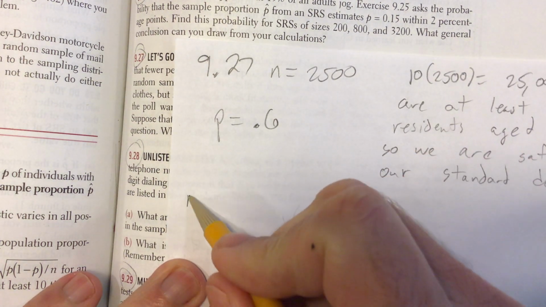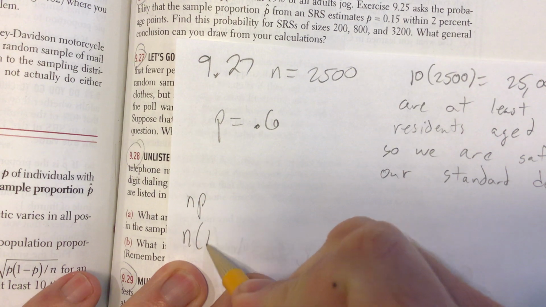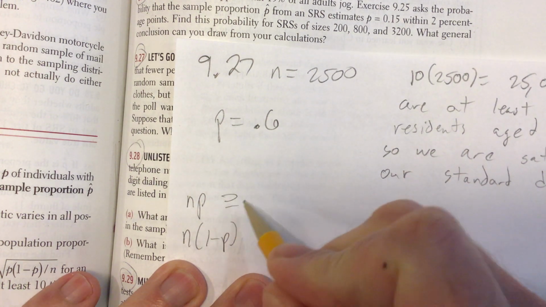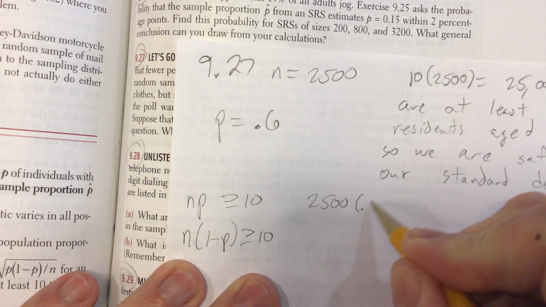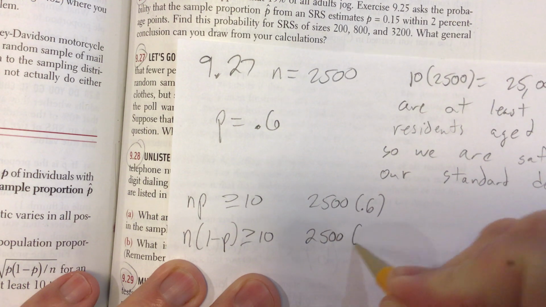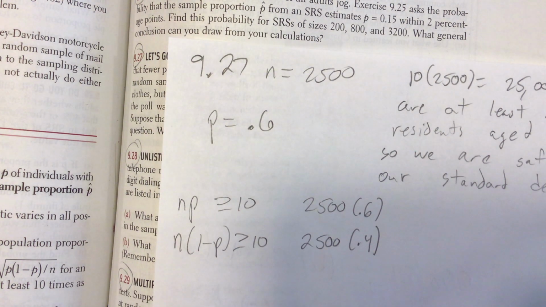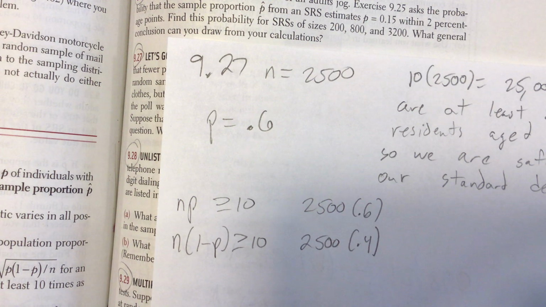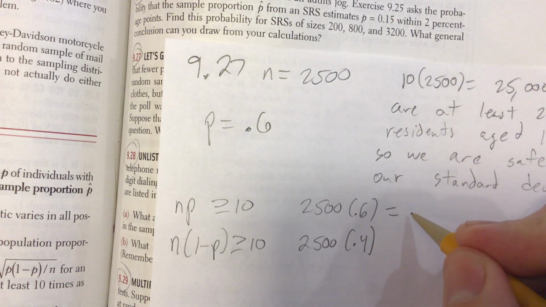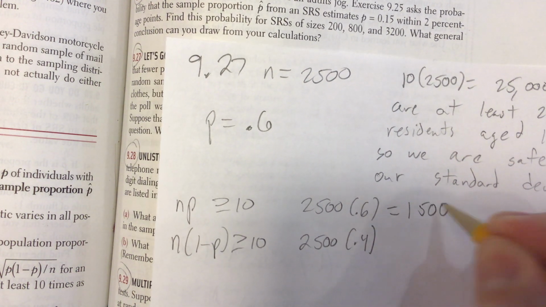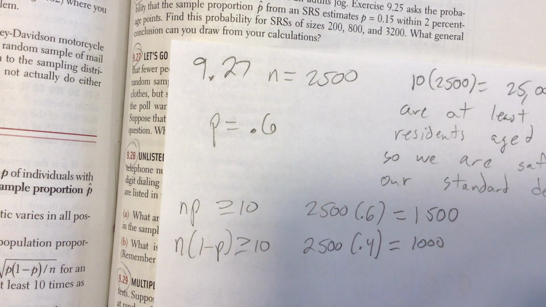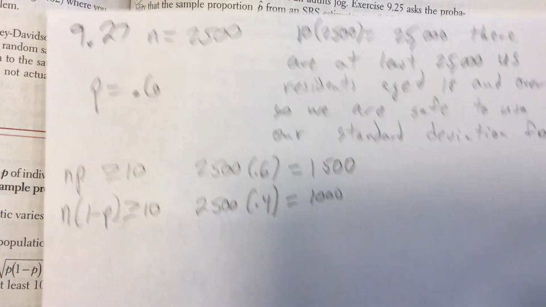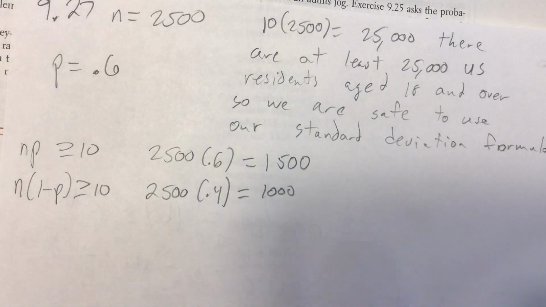So again, we're going to do n times p, n times 1 minus p. Make sure that they're both at least 10. And normally I would do stuff like that in my head, but right now my brain's not working too well, so you'll have to excuse the slowness. All right, so both of those are at least 10. So normal approximation should be reasonable.